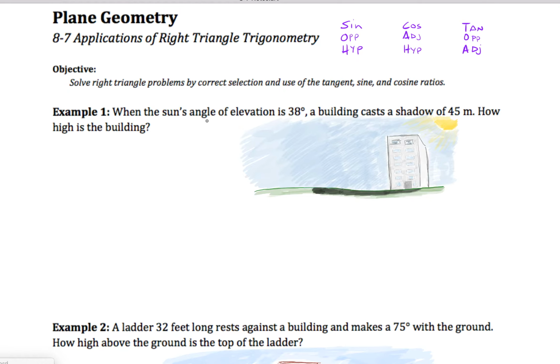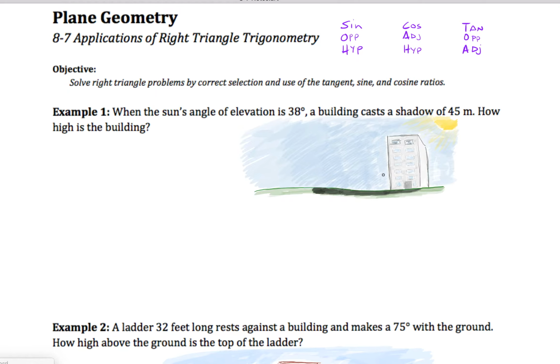It says when the sun's angle of elevation is 38 degrees, a building casts a shadow of 45 meters. How high is the building? And one of the first things you always want to do when you're working on an application problem like this is to draw yourself a quick little sketch.